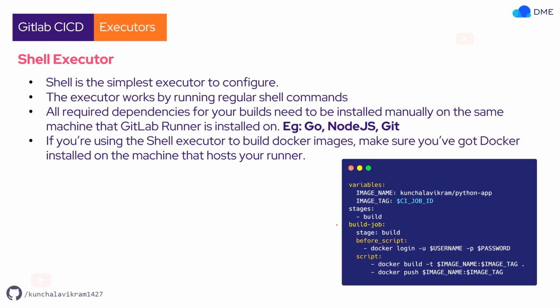What is a simple shell executor? If you simply run shell commands, it is a shell executor. This is the simplest executor. If you see here, we have a script and then two shell commands: docker build and docker push. If you are using a shell executor to build containers, we need to make sure that we have Docker installed on the machine where the runner is running.